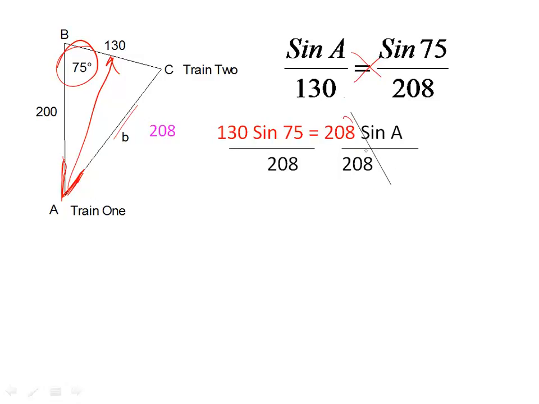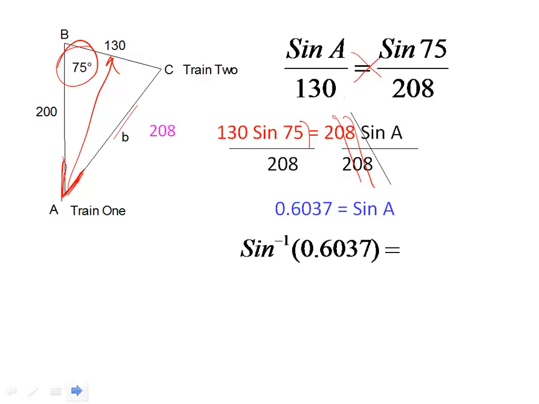Alright, so these cancel out. And then 130 times the sine of 75. Remember to close parentheses. You can press equals if you want. And then divide by 208. And this is our ratio. This does not mean that it's a 60-degree angle. This means that this is the value we're going to put into our calculator when we are trying to find an angle measure. So we use the inverse sine, 0.6037, and our calculator will tell us it's about 37 degrees.